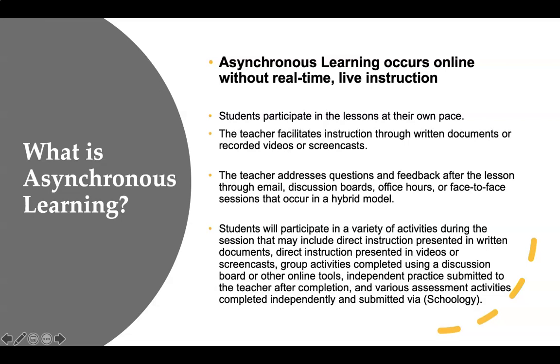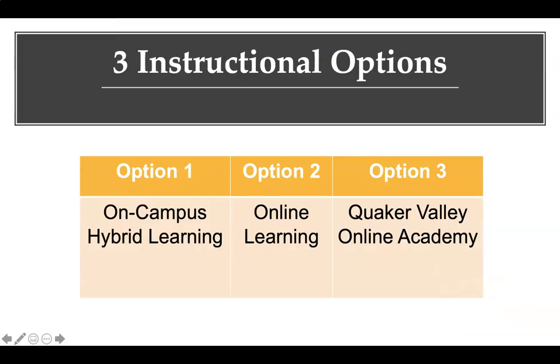Students will participate in a variety of activities during the session that may include direct instruction, group activities using a discussion board or other online tools, independent practice, or various application and assessment activities that are submitted through Schoology. There are 3 instructional options at Quaker Valley High School from which families can choose. These options include on-campus hybrid learning, online learning, and the Quaker Valley Online Academy. We'll describe each option in detail shortly.